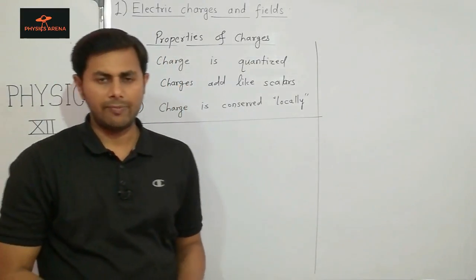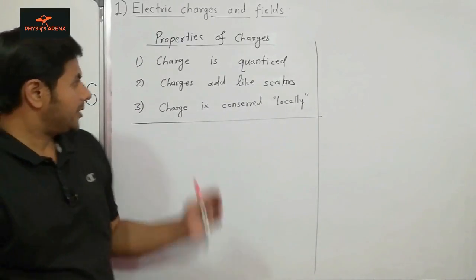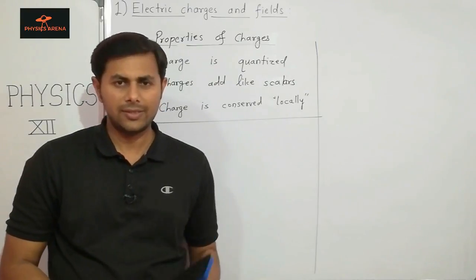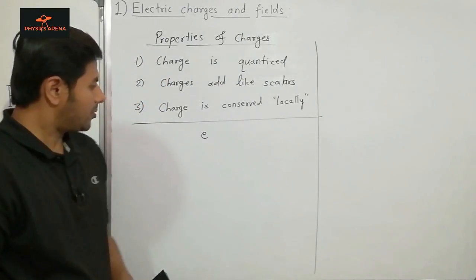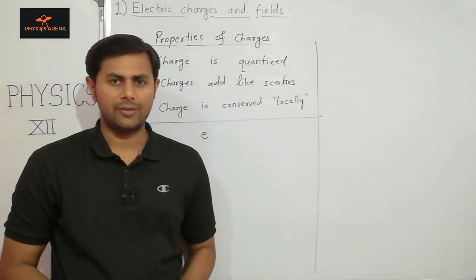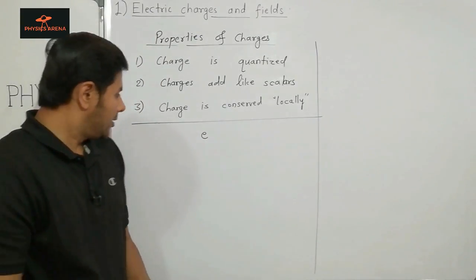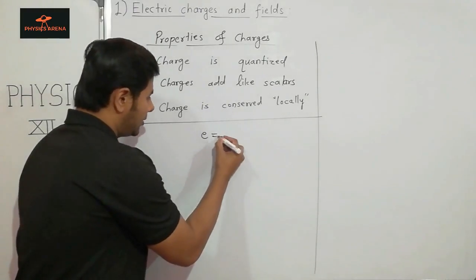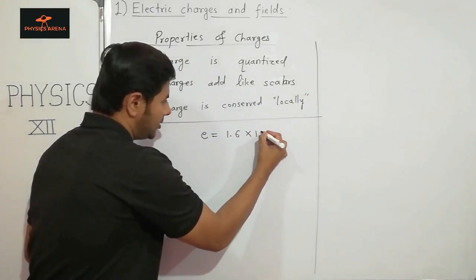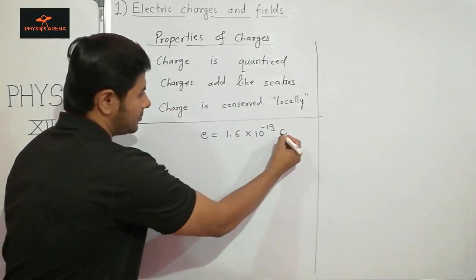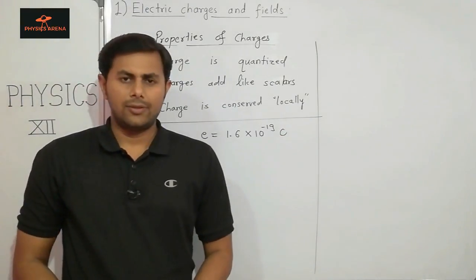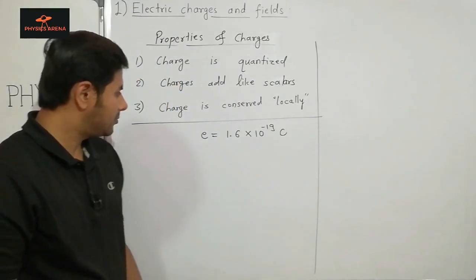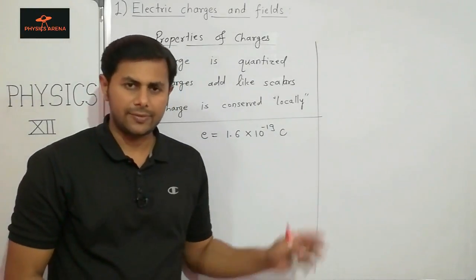Now let us see them one by one. So the first property is that charge is quantized. What it means is that the minimum amount of charge we can observe anywhere is fixed, and it is equal to this number E, which is 1.6 times 10 raised to minus 19 coulombs. So this is the minimum charge one can observe anywhere in the universe. We cannot have charge less than this.